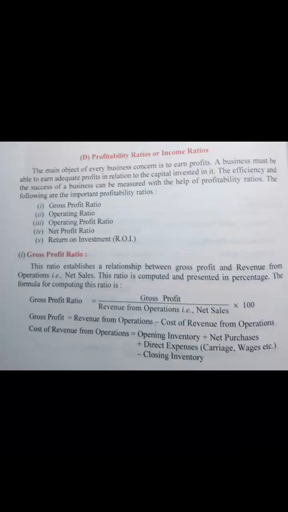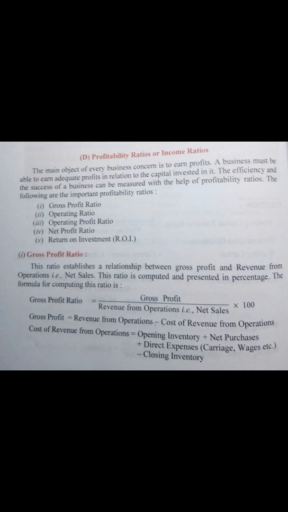Let us learn about the fourth category of accounting ratios, that is the profitability ratio or income ratio. Now, as the name suggests, profitability ratio helps to measure the success of a business. So, in these ratios, we have to study the 5 ratios, as you can see: gross profit ratio, operating ratio, operating profit ratio, net profit ratio, and return on investment. So let us start the first one, gross profit ratio.